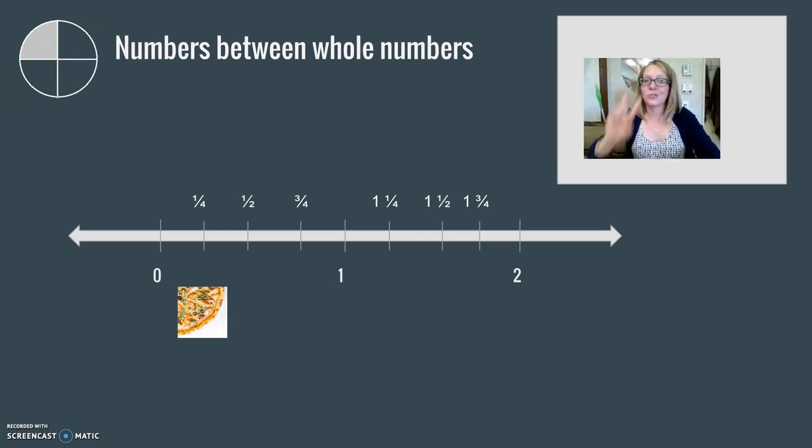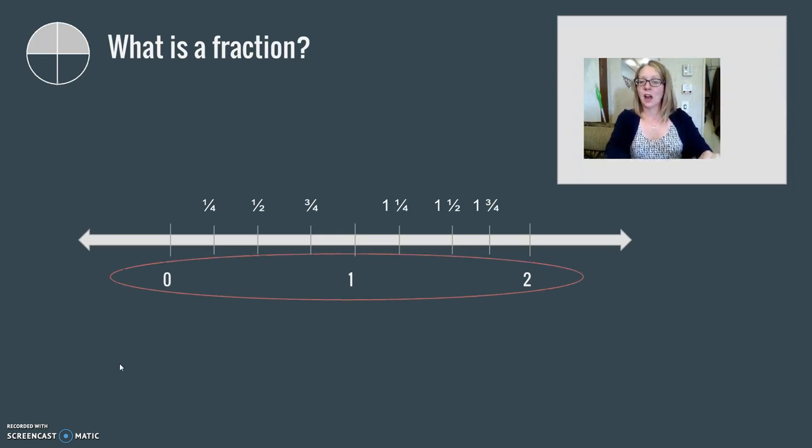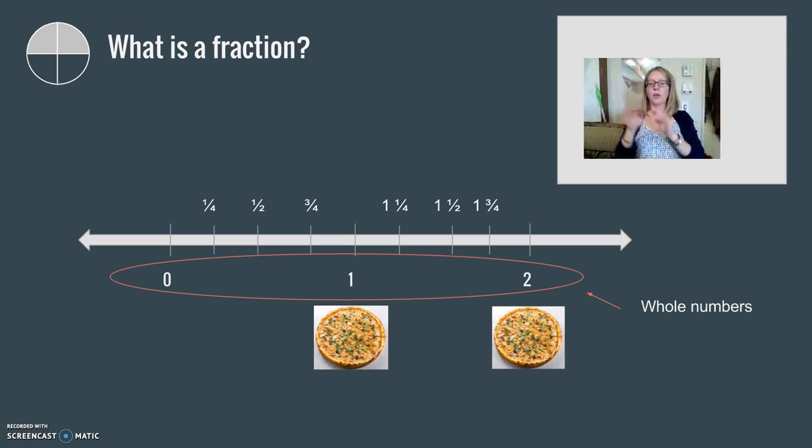Which brings us to the second out of the 4 parts of this video. What is a fraction? So I have the number line that we've built together. And we're going to start with the information that we do know. At the bottom of the number line, I have our whole numbers. I have the 0, 1, and 2. And those are our whole numbers. So with the pizzas, those pizzas were whole. They weren't broken up. People hadn't eaten out of them yet. They were still whole. But we want to talk about the fractions, right?